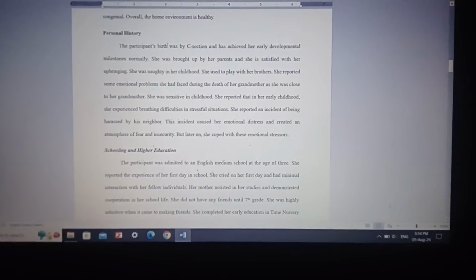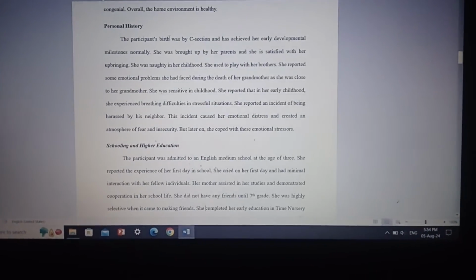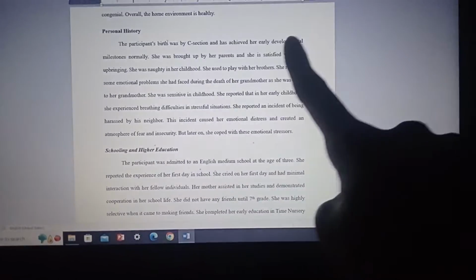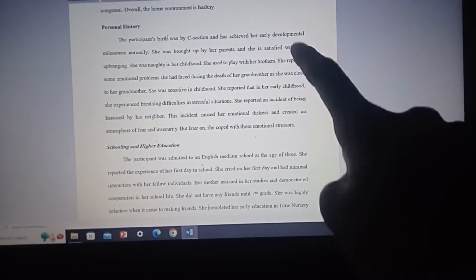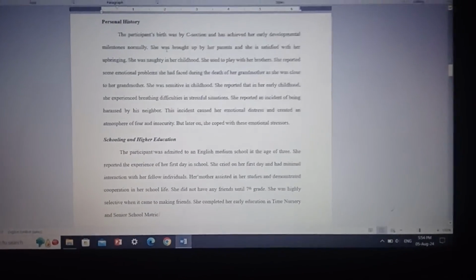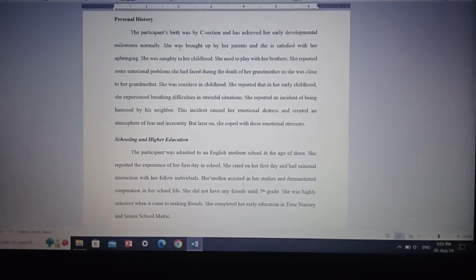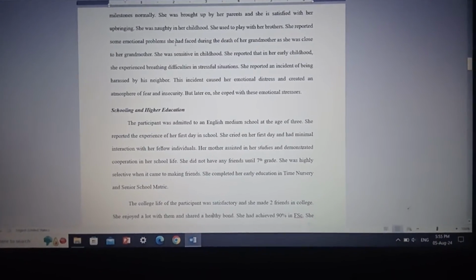And now we will take the personal history, in which we will mention how the participant was born, her early developmental milestones, how she was brought up by her parents, and any specific childhood happy or sad moments that had an impact on her life later.